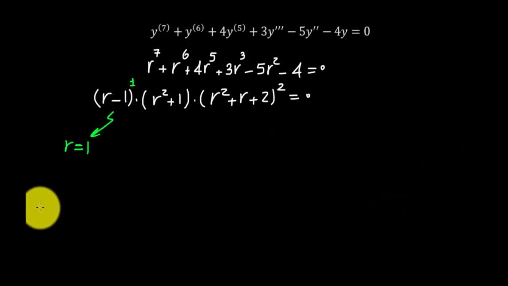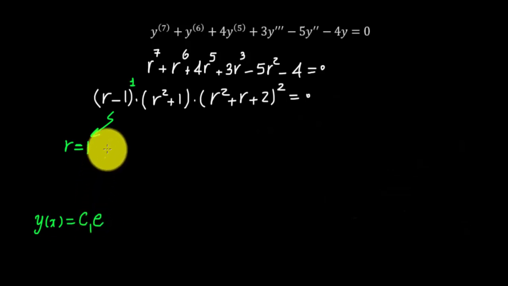This means that y as a function of x will have a term like a coefficient c1 times e to the power of this simple root, in this case 1, times independent variable x. Now we will go into the second parenthesis.